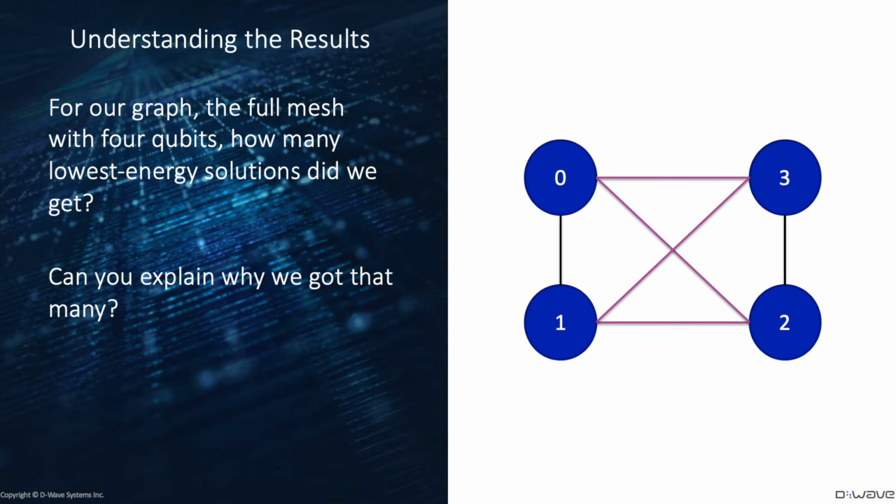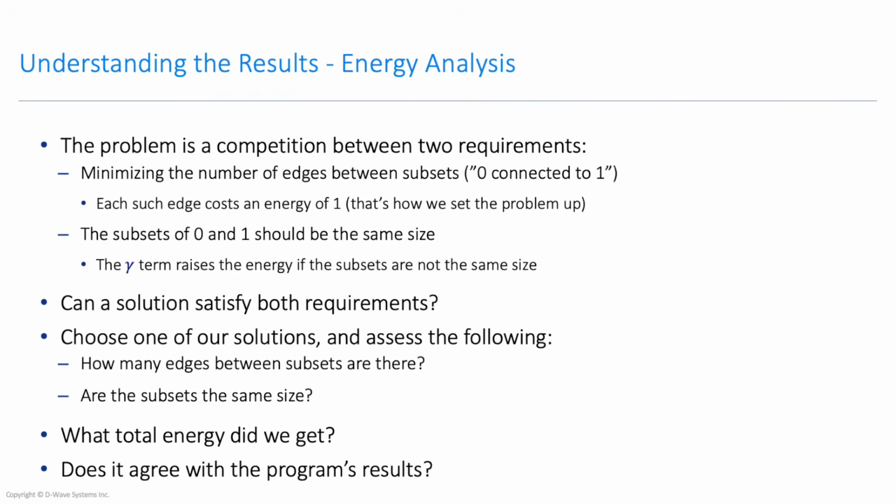Now, for the full mesh with 4 qubits, we got 6 solutions of energy -2. And can you explain why we got that many? Just turn me off here again and think about it for a minute. Can you move those qubits around with the colors, that is, change who's blue and who's red, so that 2 of each? I think you're going to convince yourself that the 6 actually does make sense, that there should be 6 solutions. So let's do a little bit of energy analysis now.